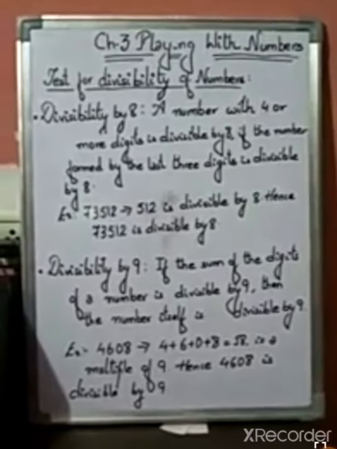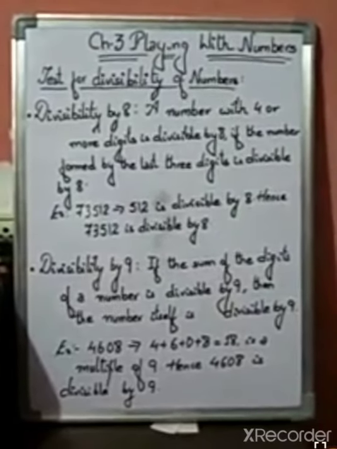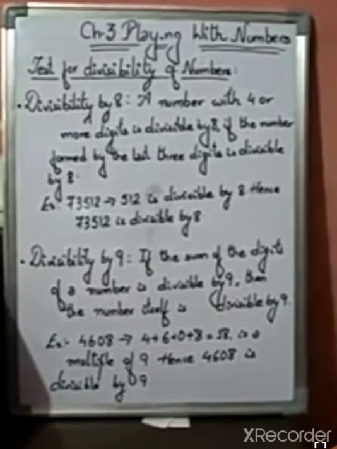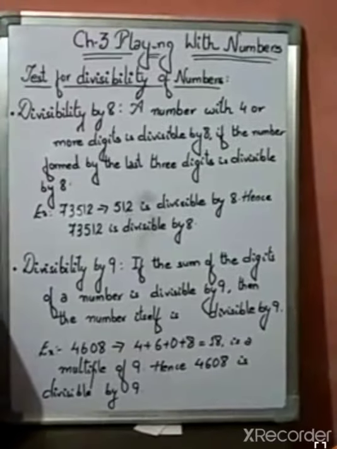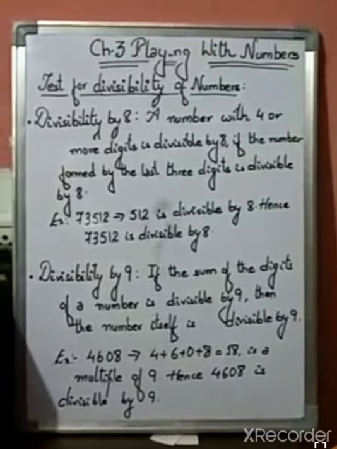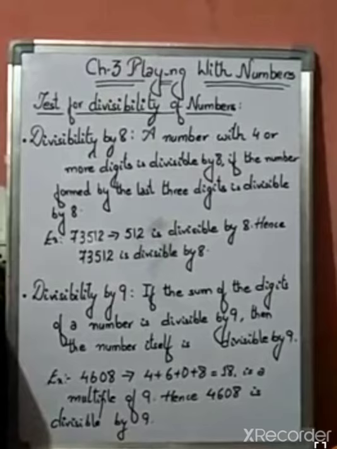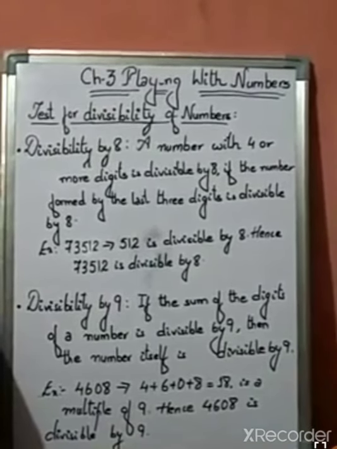Good morning students. Today again we are going to do some more divisibility rules. So let's start with divisibility by 8. A number with 4 or more digits is divisible by 8 if the number formed by the last 3 digits is divisible by 8.